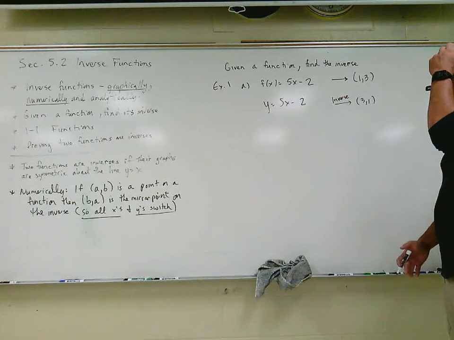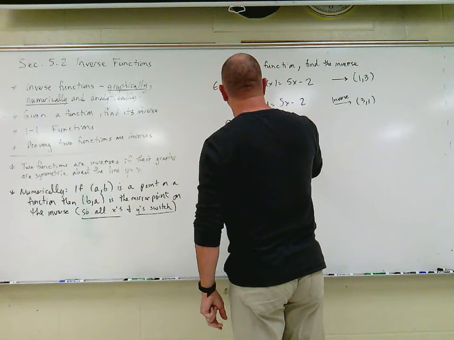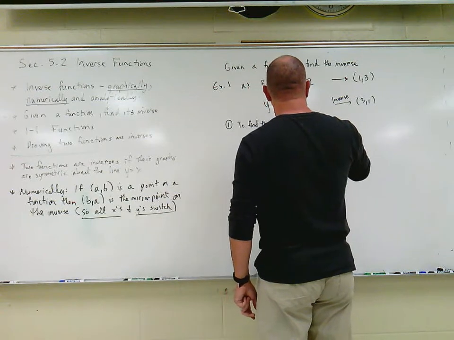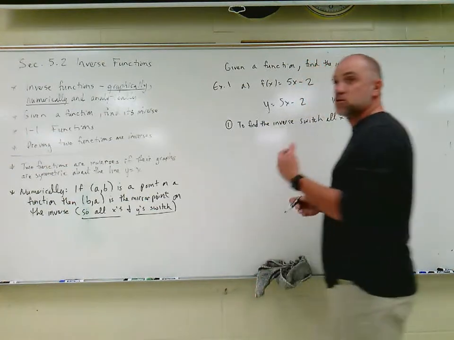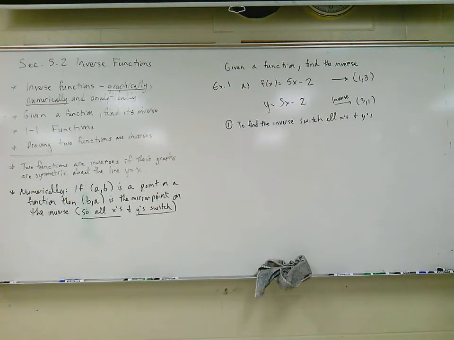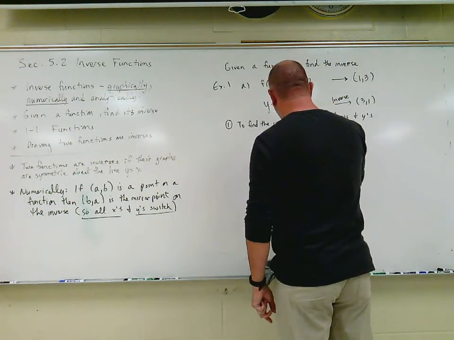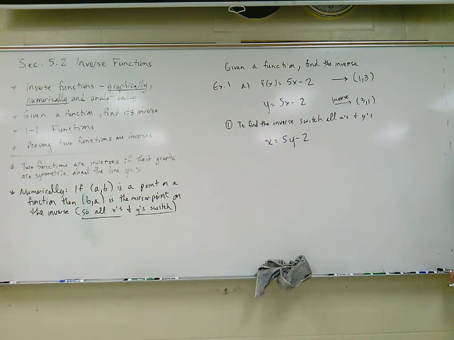So if we want to find the inverse, step 1, switch all x's and y's. Wherever you see a y, you put an x. Wherever you see an x, you put a y. You're just reversing everything. So I'll make this x equals 5y minus 2. Paige, is that normally how we like to write a problem? Do we normally like to write it x equals, or what do we normally like to have? Y equals. So it looks awkward like this.